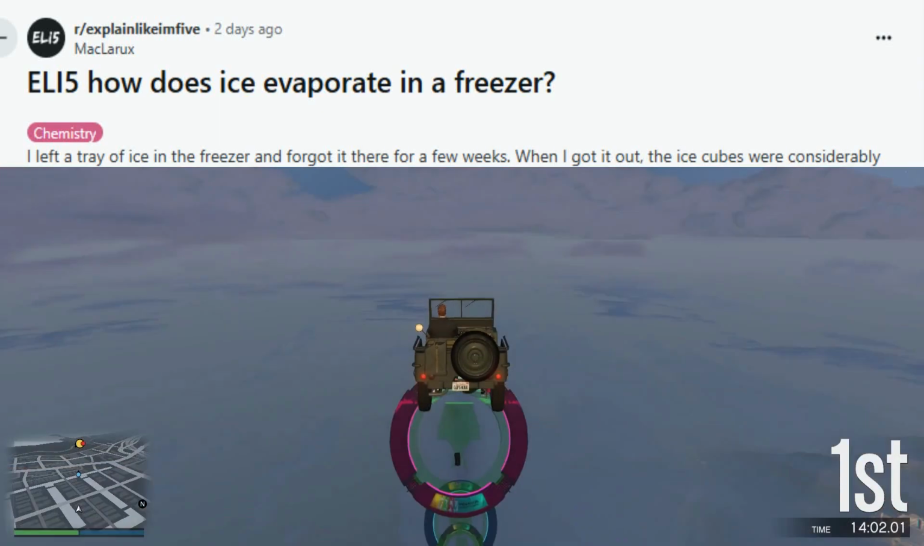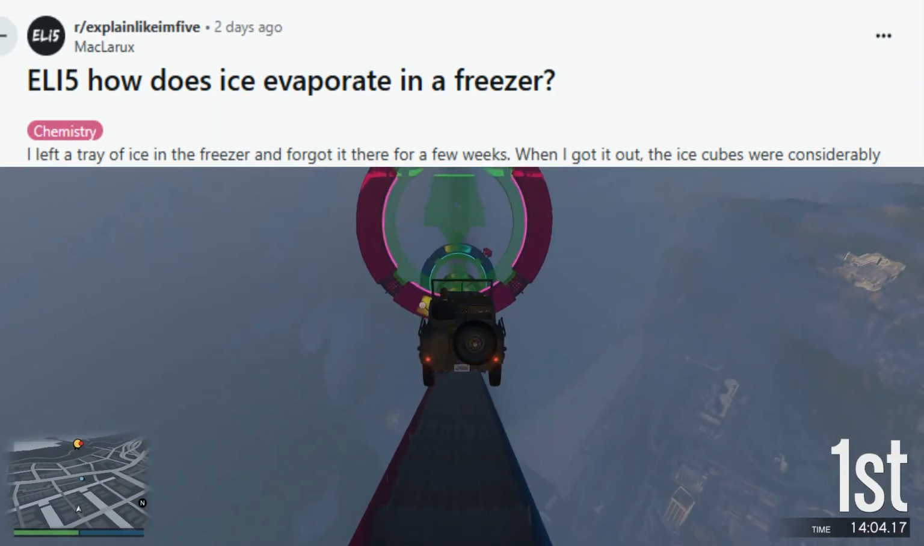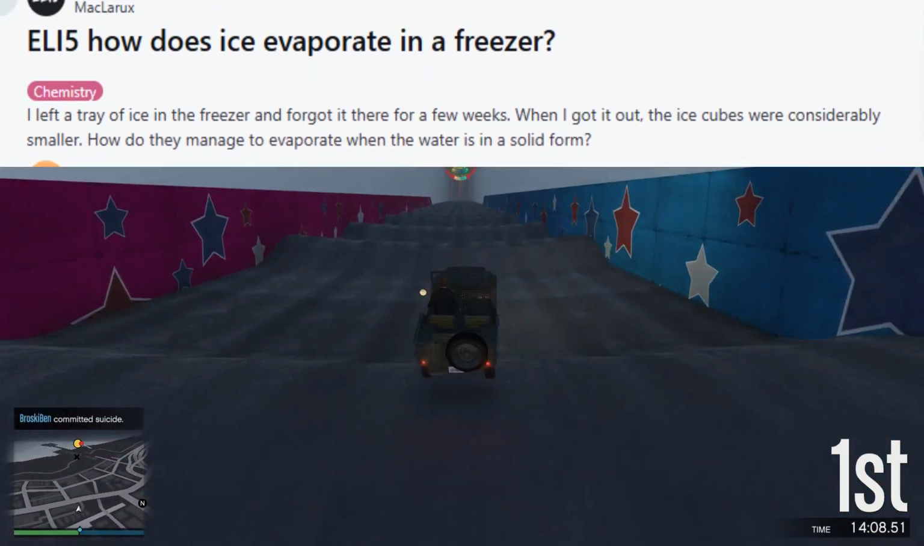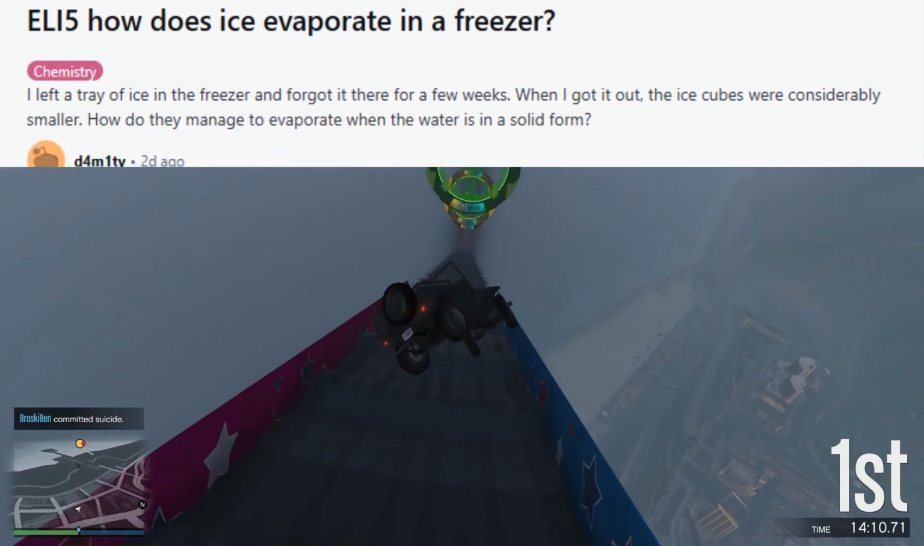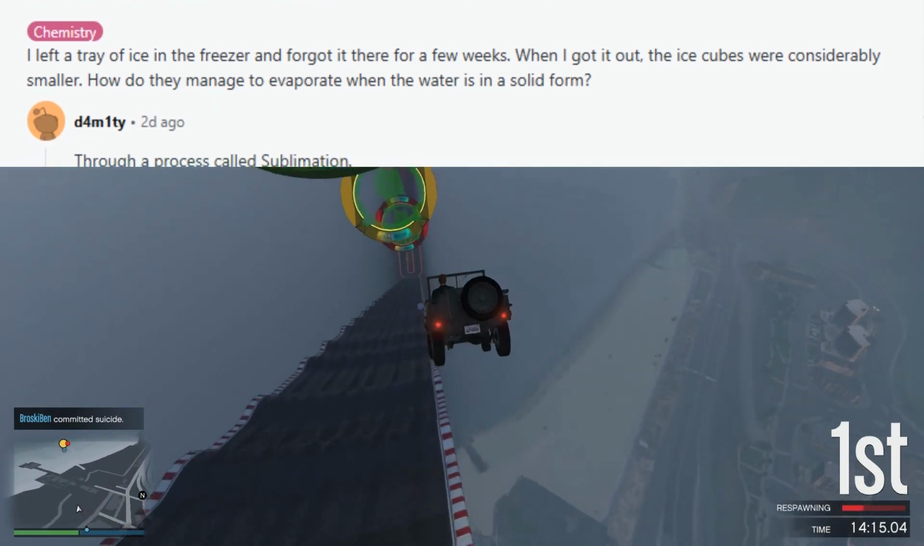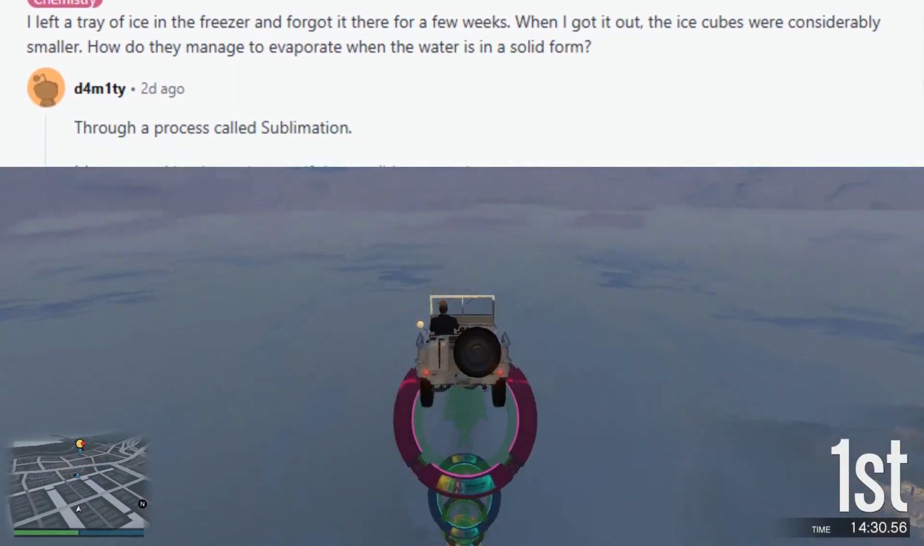ELI5: How does ice evaporate in a freezer? I left a tray of ice in the freezer and forgot it there for a few weeks. When I got it out, the ice cubes were considerably smaller. How do they manage to evaporate when the water is in a solid form? Through a process called sublimation.